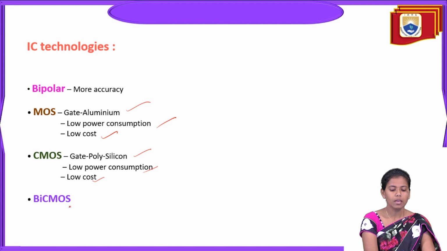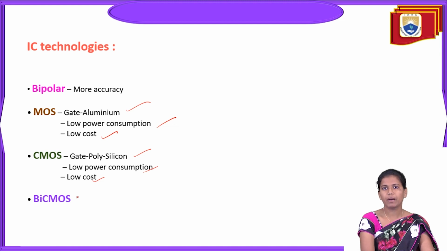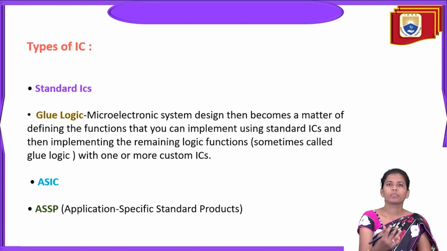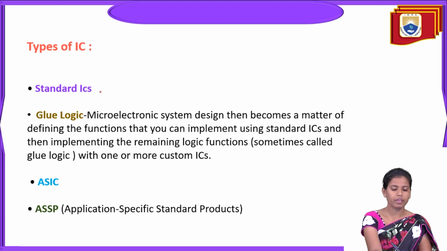And then finally, BiCMOS technology, bipolar complementary metal oxide semiconductor technology. So in all these technologies, we are able to learn about different types of products that evolved using this technology. And now coming to the types of ICs. Here we have standard IC, ASIC and ASSP.